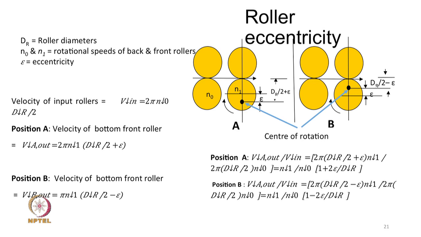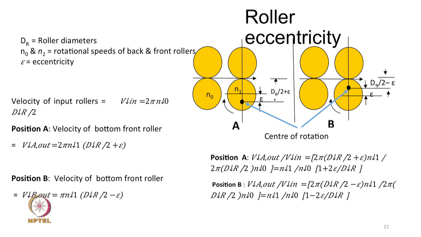Ultimately, the surface speed ratio is the draft, mechanical draft. So, if we find it out, then we will find that in position A, just take the ratio V A out by V in, and you will get this value as shown here, n 1 by n 0 into 1 plus 2 epsilon by d r. In position B, it will be exactly same, only thing is this, that it will be 1 minus 2 epsilon by d r, rest of the things will remain same.